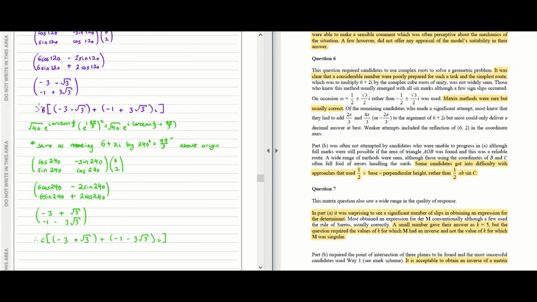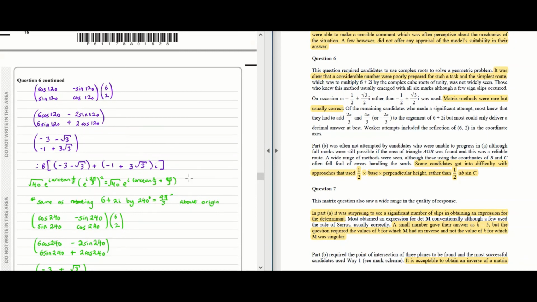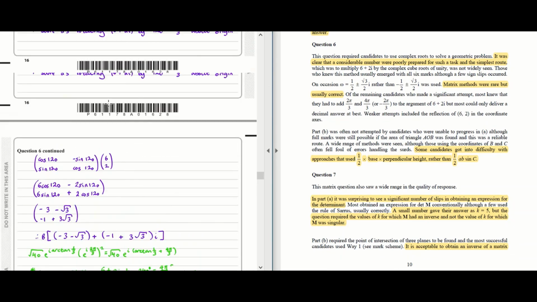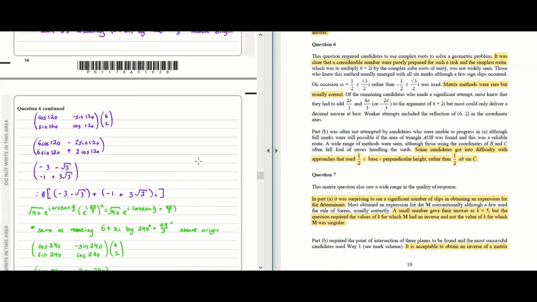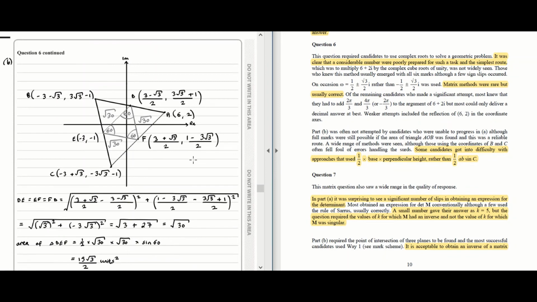And I thought this question was quite difficult because you can't just stick all this into your calculator and get the right answer, because the question said something about leaving everything in exact form. There were other weaker attempts which included a reflection of 6, 2 in the coordinate axis, but you can't do that because you've got 3 roots, so it forms a triangle. And in terms of part B, that was quite a difficult question for a lot of people.